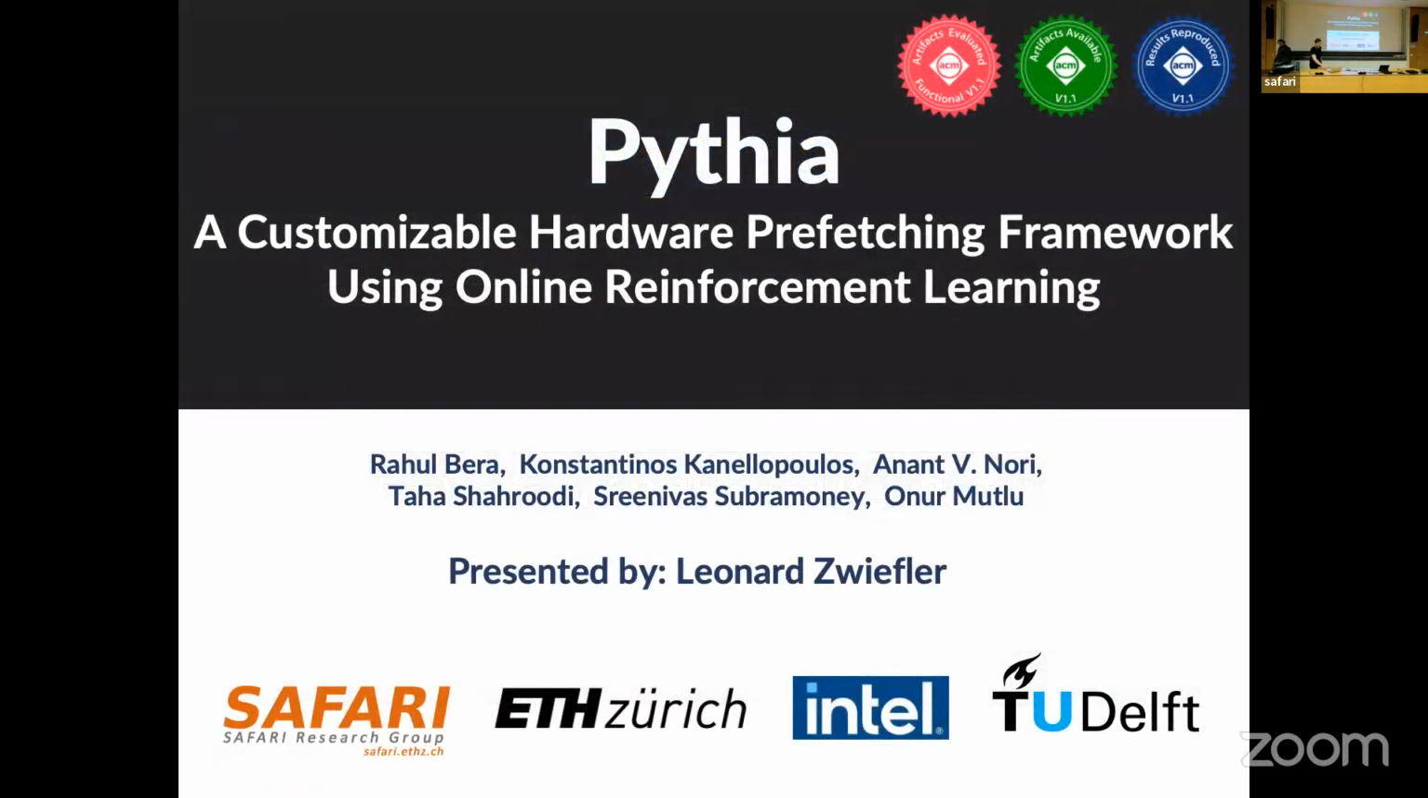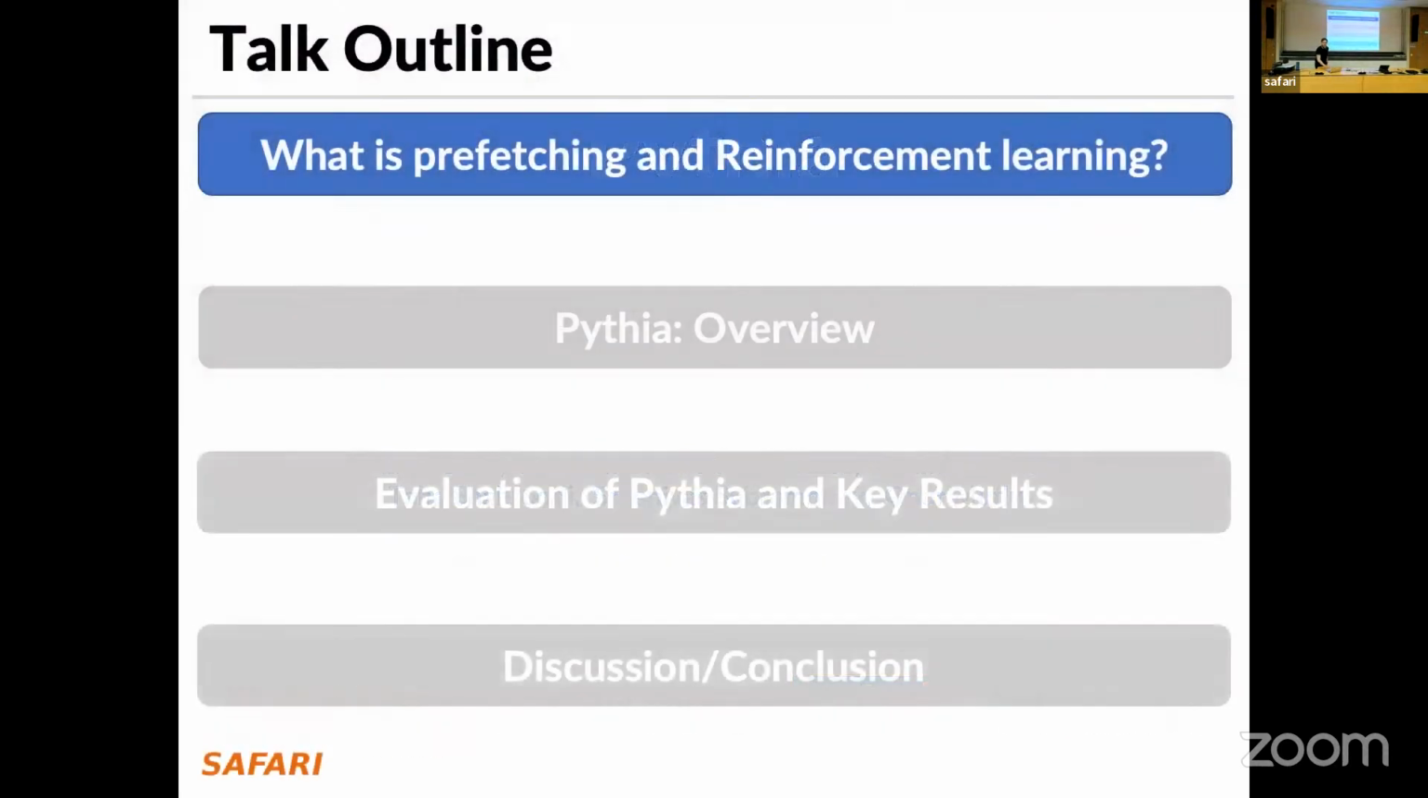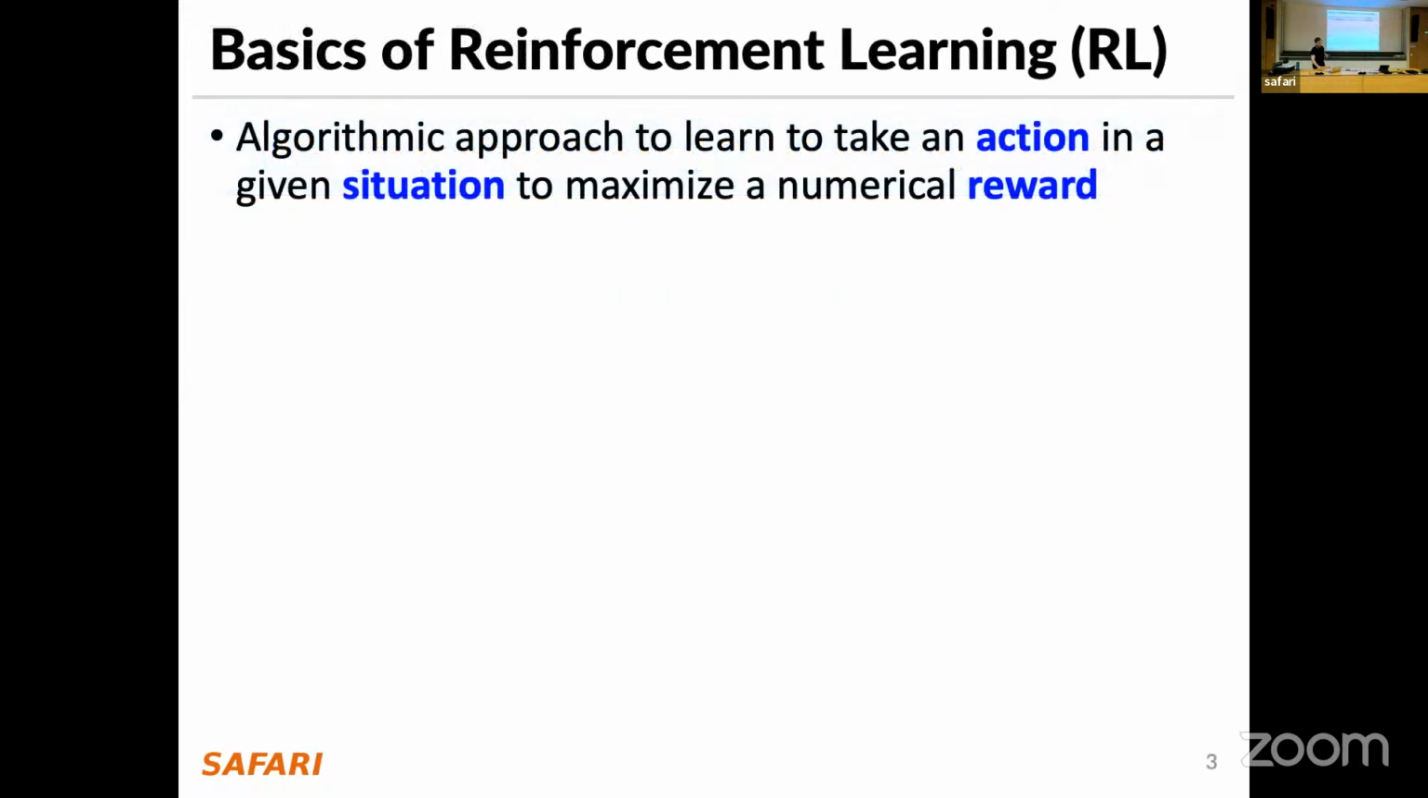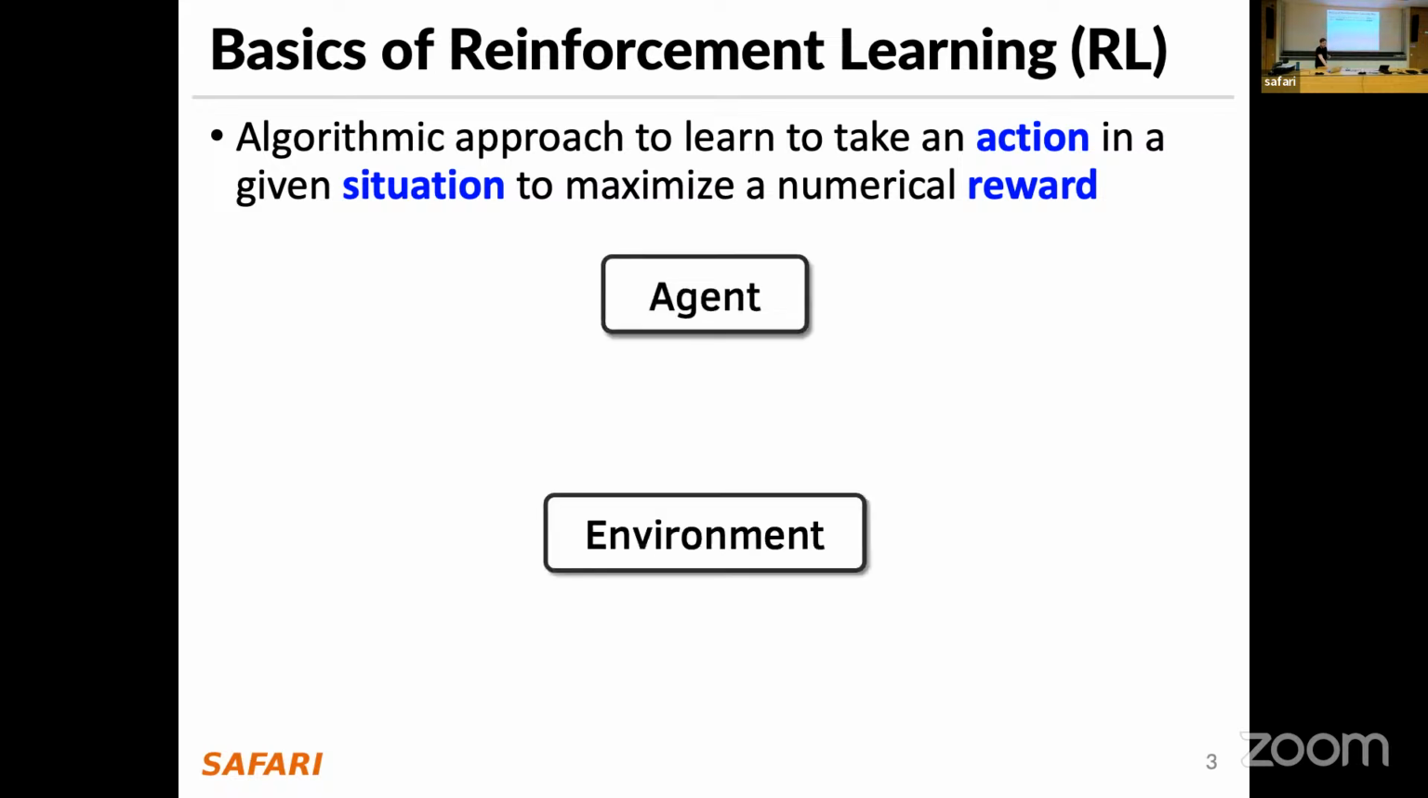Sorry for that interruption. The talk outline still remains the same roughly, so perhaps I don't need to repeat that. However, instead of prefetching, we'll start with reinforcement learning. What is reinforcement learning? It's a specific type of machine learning in which an agent tries to maximize a numerical reward and tries to take the correct actions so that it gets the best reward.